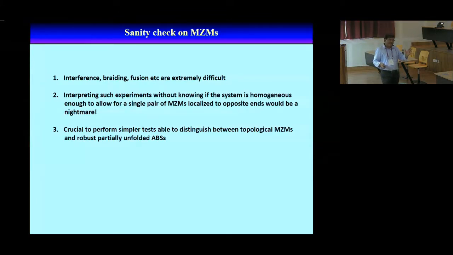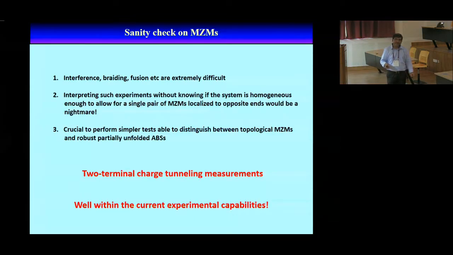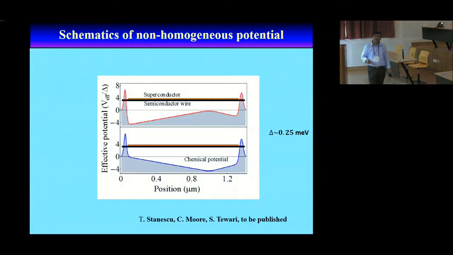We propose a sanity check by doing a much simpler experiment. What is it? Two-terminal charge tunneling. This is well within the current experimental range, but somehow has not been done. So the idea is that when these non-uniform or non-homogeneous potentials are appearing in the system, they are not going to be exactly symmetrical. They're going to be something like this or something like that near the two ends. Or it could be another like this. There is no reason for them to be reflection invariant along this plane in the most generic case.